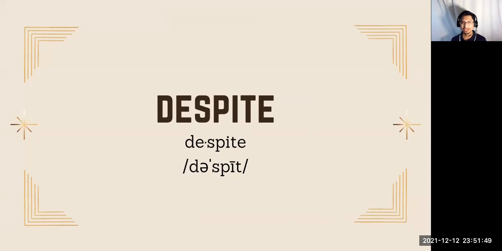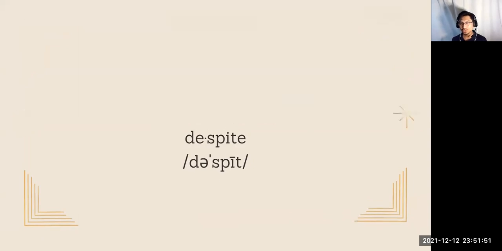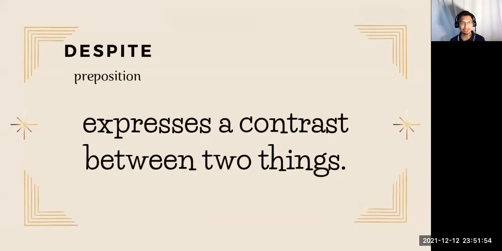Okay, as we have mentioned, we will talk about the word despite. Now, it's good to look at its meaning first and its function as a word. So despite comes in three forms. We can use it as a preposition, as a noun, and as a verb. But for the purpose of this discussion, let's just focus on its use as a preposition. As a preposition or as a connecting word, despite expresses a contrast between two things. So in other words, it expresses opposition.